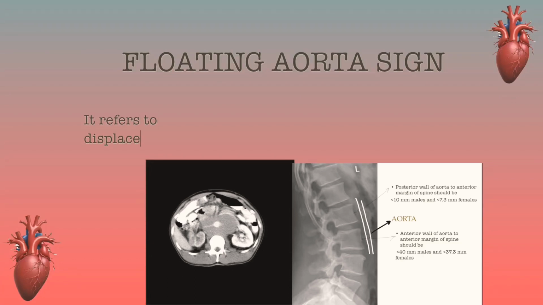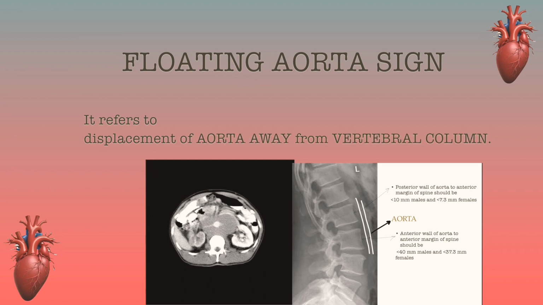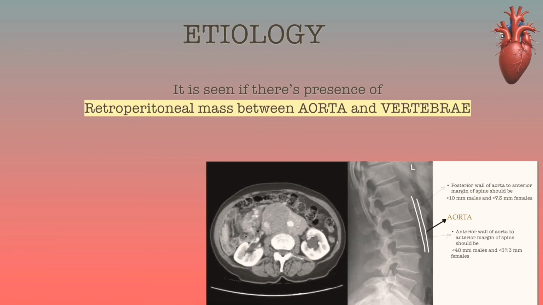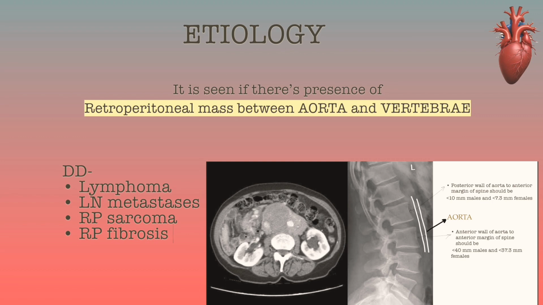Today we will read about floating aorta sign. It refers to displacement of aorta away from vertebral column. It is seen whenever there is a mass, a retroperitoneal mass to be precise, between aorta and vertebrae.